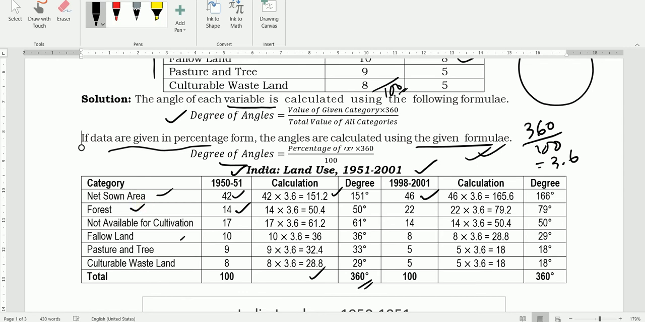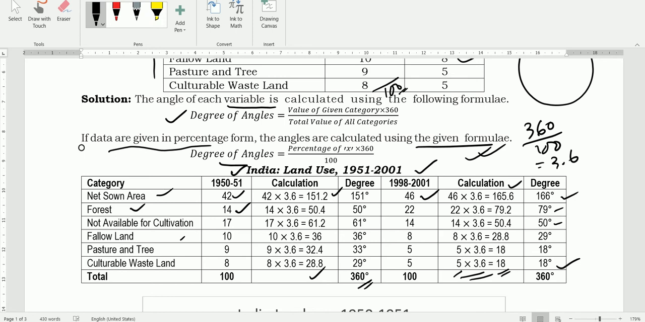This is the area under net sown area multiplied by 3.6, so 165.6 degrees, rounded to 166, and so on. Likewise for cultivable wasteland. Cultivable wasteland means land left uncultivated for more than 5 years. That is 5%, multiplied by 3.6, we get 18.